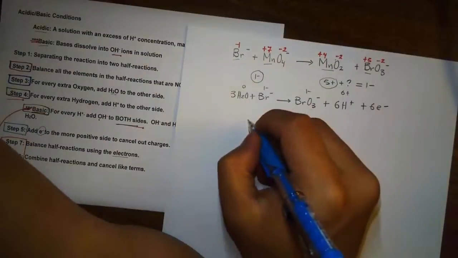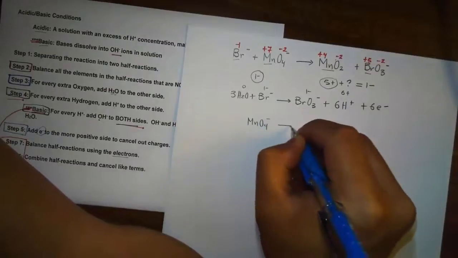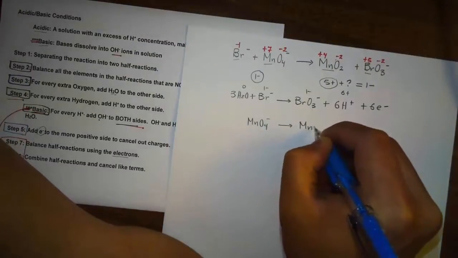Now let's go to the other half, where we have MnO4- and that's going to MnO2.